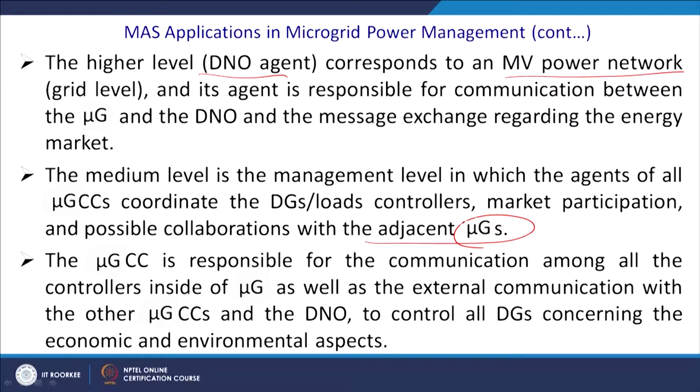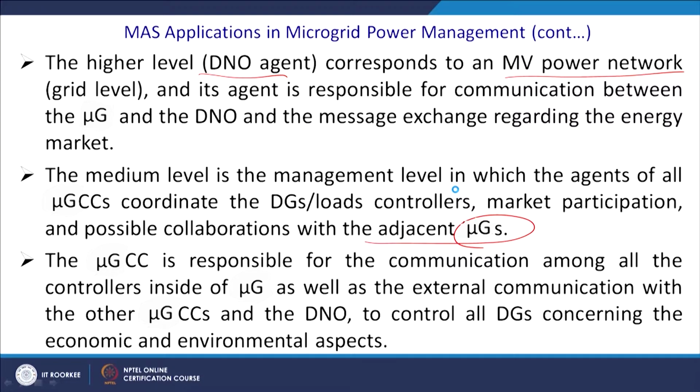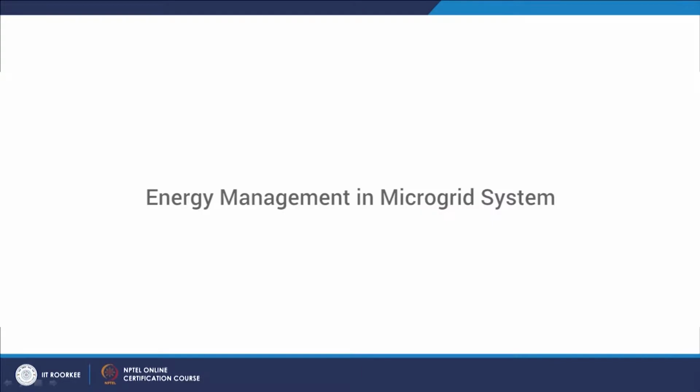The microgrid MGCC controller is responsible for the communication among all the controllers inside the microgrid, as well as the external communication with the other MGCC and DNO, ultimately with the DNO that we have seen in this figure. So, ultimately it can communicate also with another MGCC or with the DNO to control all distributed generators concerning the economic and the environmental aspects of the power dispatch.